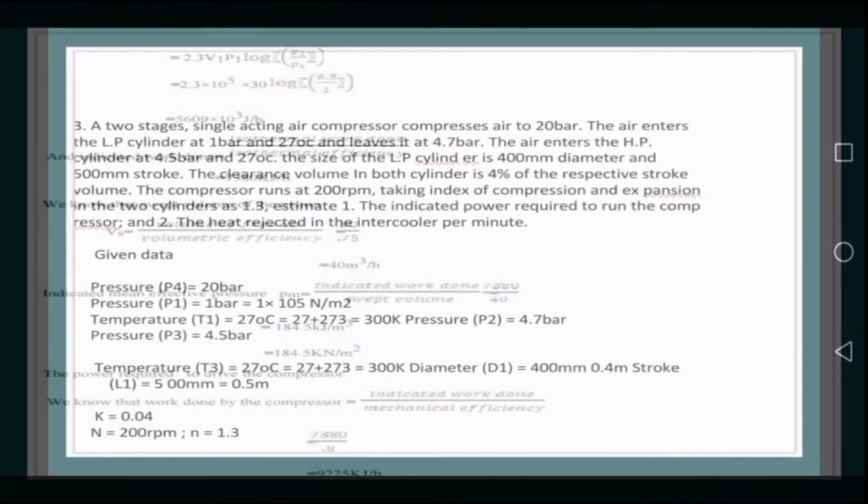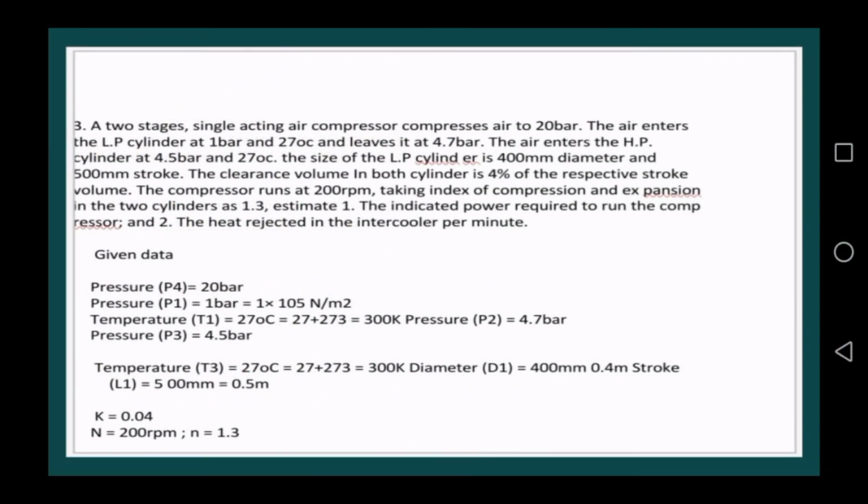The power required to drive the compressor. We know that the work done by the compressor is equal to indicated work done over mechanical efficiency, 7,380 over 0.8 is equal to 9,225 kilojoule per hour. Problem solving number 3.